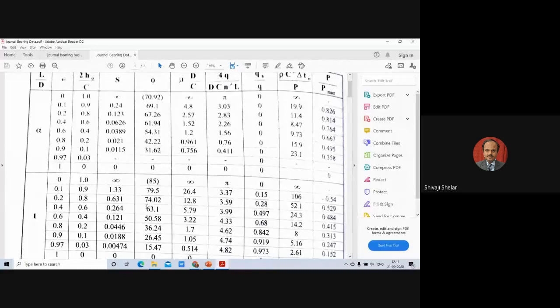We have the CFE value. CFE is equal to mu into D by C, or F into R by C. So for 0.2, it is 12.8, and for 0.4, it is 5.79. So what will be the middle value, or the in-between value? So we have to use linear interpolation here.